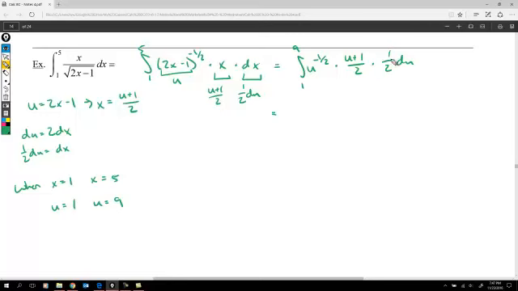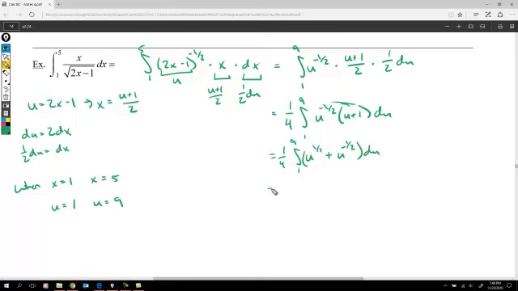Now I'm going to take this 1/2 out. Then I have 1/2 here as well, and I'm also going to take that out of my equation. So 1/2 times 1/2 is 1/4. So I have u to the negative 1/2 times u plus 1 du. I took this 1/2 and this 1/2 and took them out. Now I'm going to distribute this. So I have u to the 1/2 plus u to the negative 1/2 du.